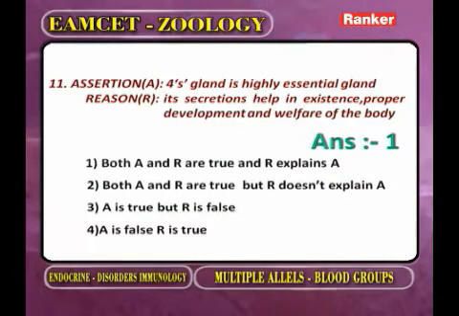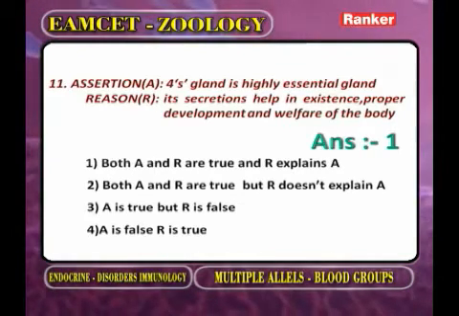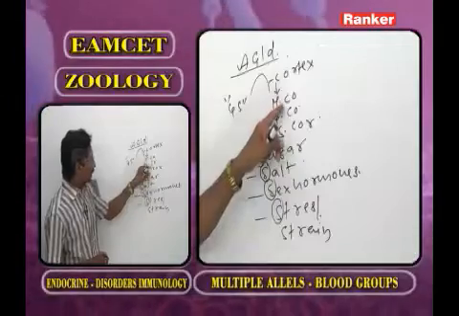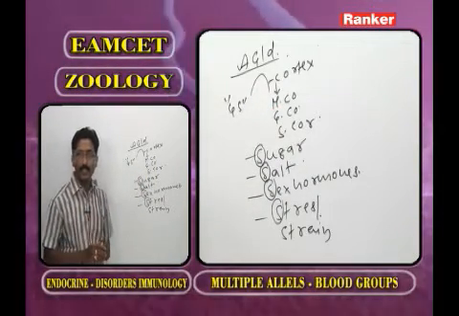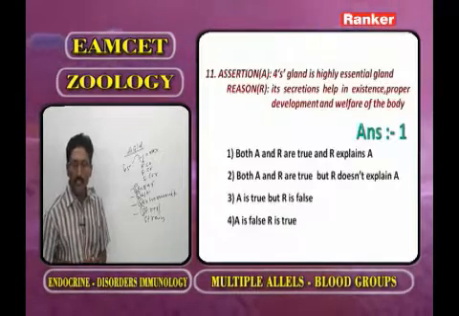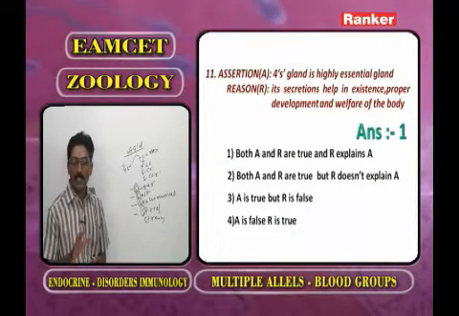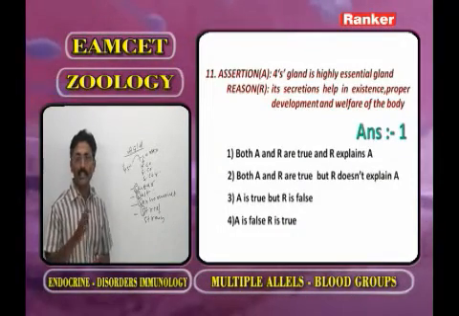Assertion: 4S gland is a highly essential gland. Now again, we have to observe the assertion. What is the 4S gland? That is called the cortex. The cortex secretes what type of hormones? Mineralocorticoids, glucocorticoids, and sex corticoids. Here we are asking what is the assertion? 4S gland is a highly essential gland.